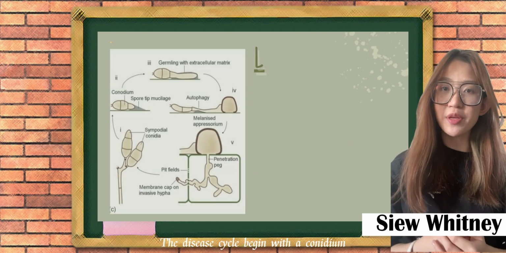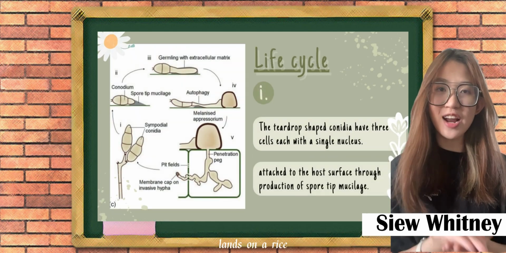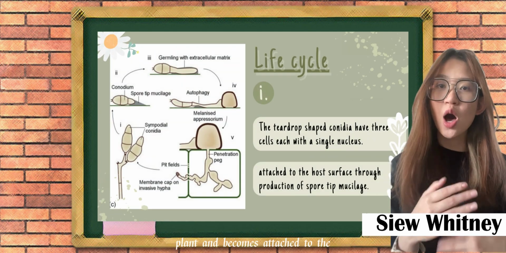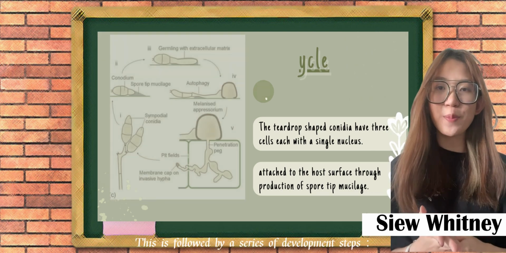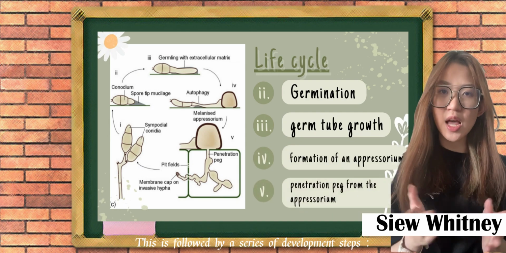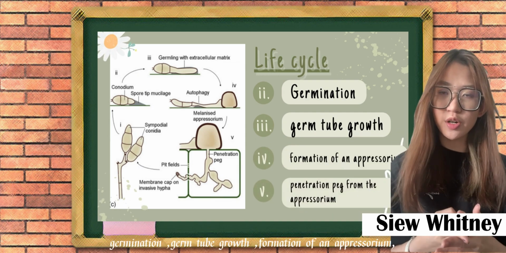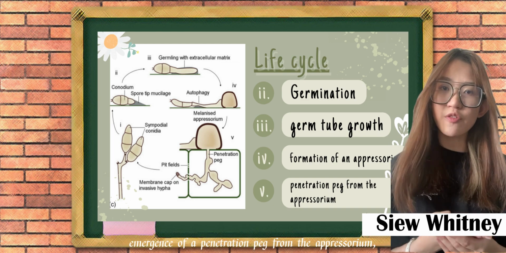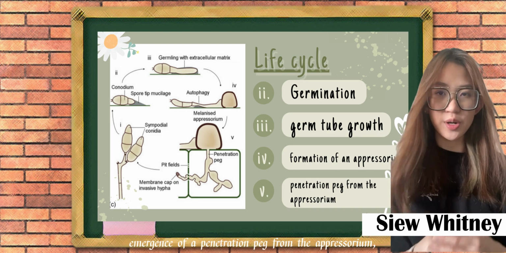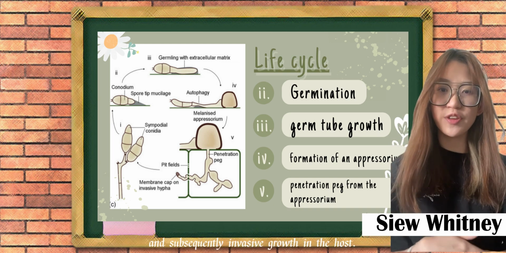Next, let us study the life cycle of Magnaporthe oryzae together. The disease cycle begins when a conidium on a rice plant becomes attached to the host surface through production of spore tip mucilage. This is followed by a series of development steps: germination, germ tube growth, formation of an appressorium, emergence of a penetration peg from the appressorium, and subsequently invasive growth in the host.